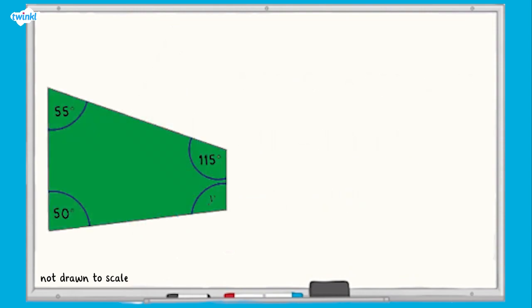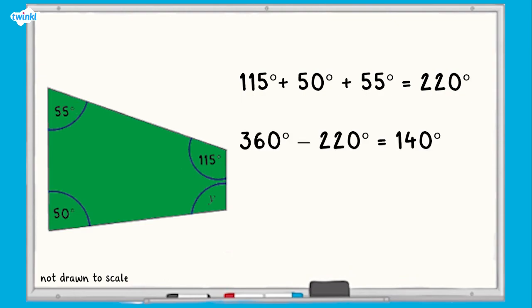To calculate angle Y, we need to add together the known angles. 115 degrees add 50 degrees add 55 degrees is equal to 220 degrees. We then need to subtract 220 degrees from 360 degrees, the total interior angles in a quadrilateral. This is equal to 140 degrees. Therefore, angle Y is 140 degrees.